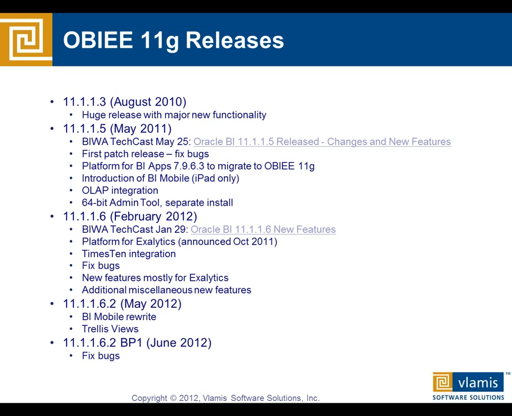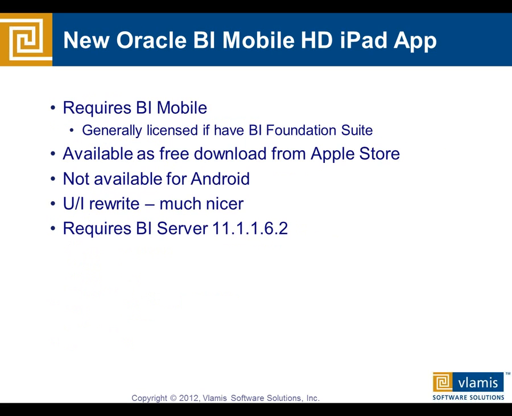11.1.1.6.2 then came out just this past May, a couple months ago. That was a rewrite in effect of the BI Mobile. We'll talk more about this, and the new Trellis Views that were introduced. Then the bundle patch came out just at the end of June. That was really just to fix some bugs, but that's when it was appropriate to use 11.1.1.6.2, after that bundle patch came out, because there were some things fixed in the first set of bug fixes that made it important to wait for that release.